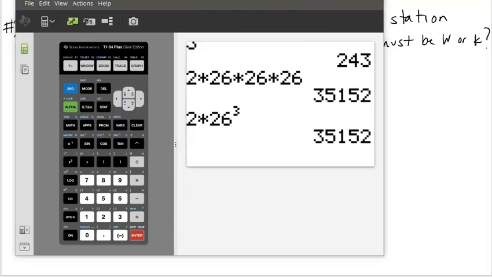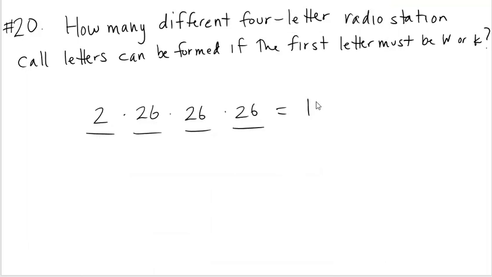Either way, we get 35,152. 35,152 total 4-letter radio station call letter combinations that we could make using this restriction on the first letter.